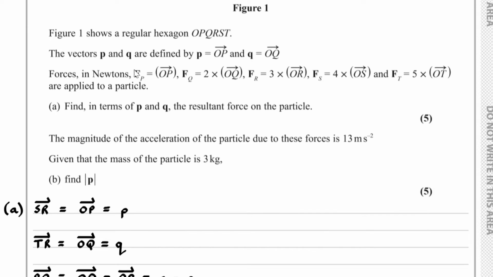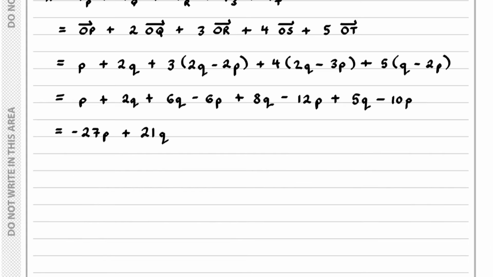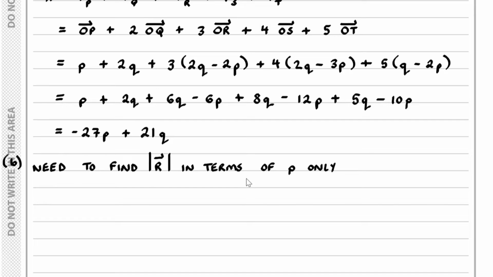For part B of the question, the magnitude of the acceleration of the particle due to these forces is 13 meters per second squared. And given that the mass of the particle is 3 kilograms, we have to find the magnitude of P. So we've been given a mass, we've been given an acceleration, and we've calculated a resultant force. So that would suggest to us at some point we need to use Newton's second law. The resultant force is equal to the mass multiplied by the acceleration.